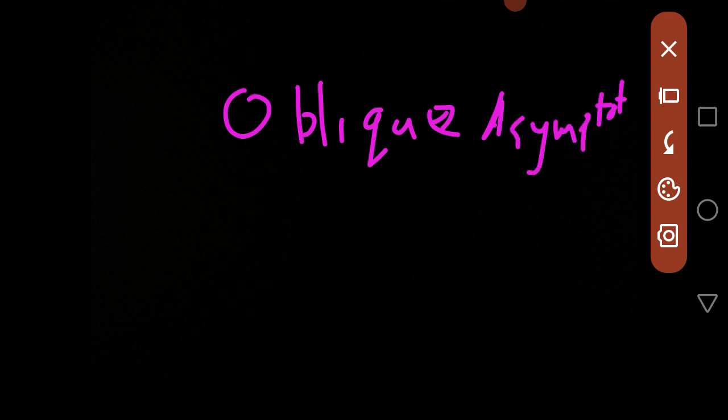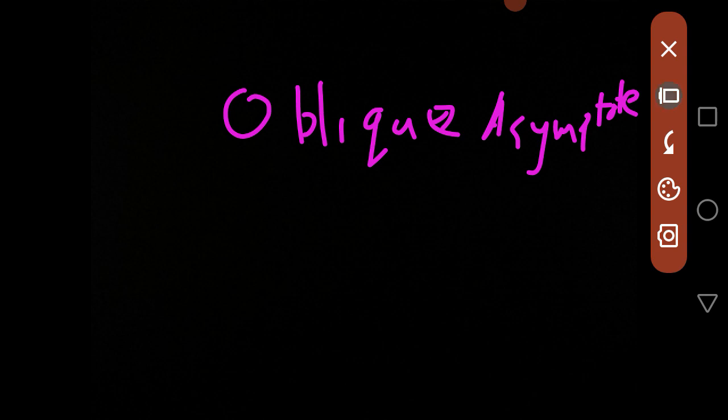Alright, now let us look at the oblique asymptote. The oblique asymptote, oblique, how do you spell it? Oblique. Yeah. Asymptote. So the oblique asymptote.